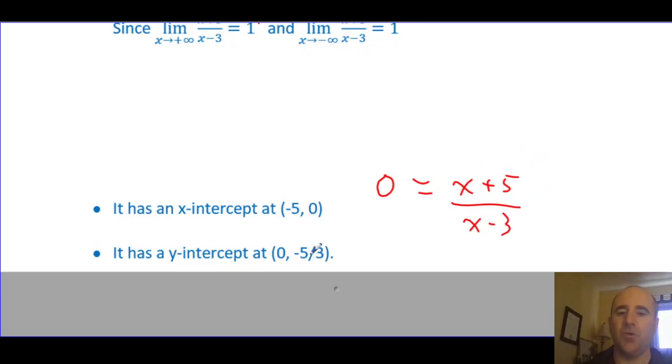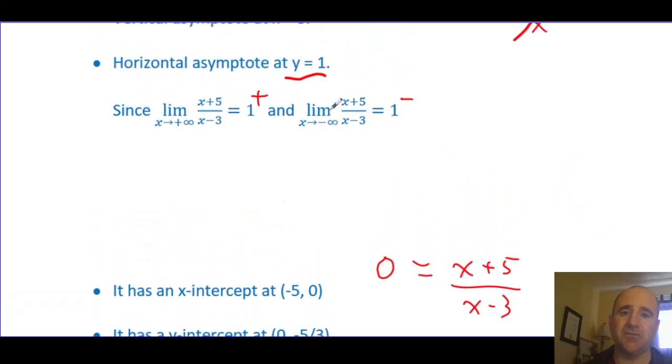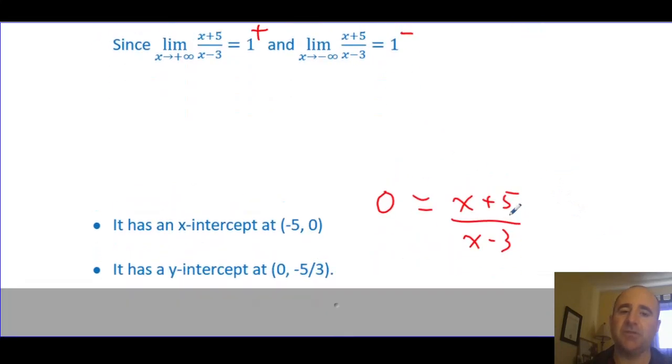In order to get a y-intercept, you plug x equals 0. If I plug in x equals 0, I get -5/3. So pretty good idea what this graph looks like. We have two asymptotes, a vertical one and a horizontal one, and we have two intercepts. We're going to fill in the rest of the details later. We're just working on what we already know. So nothing new in this part of the lesson. We'll add that in a minute.